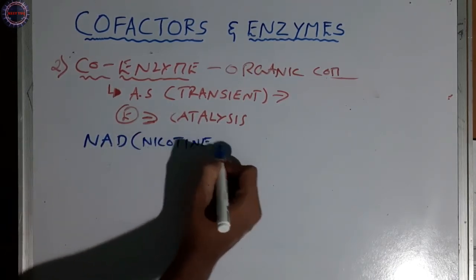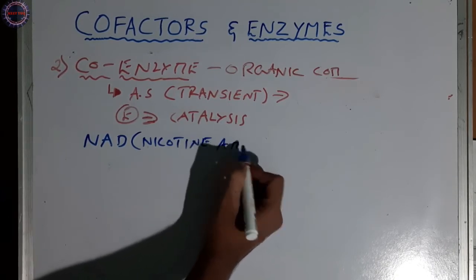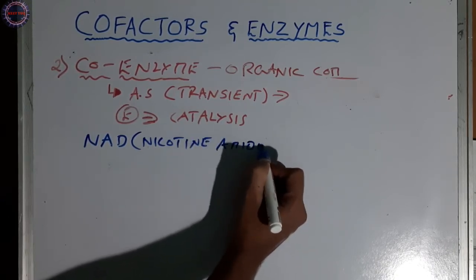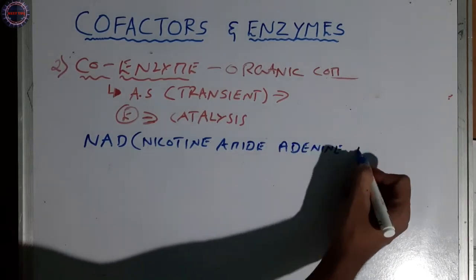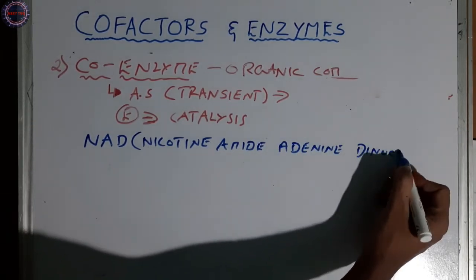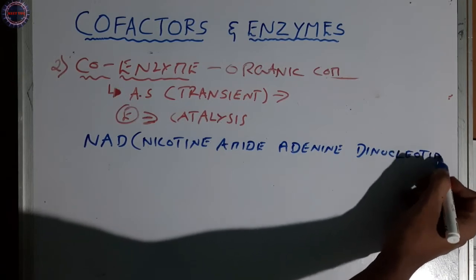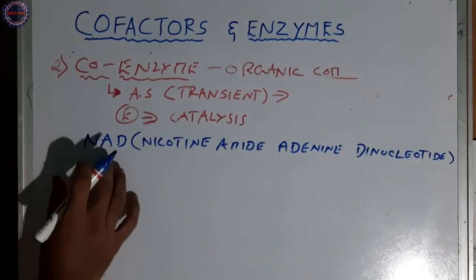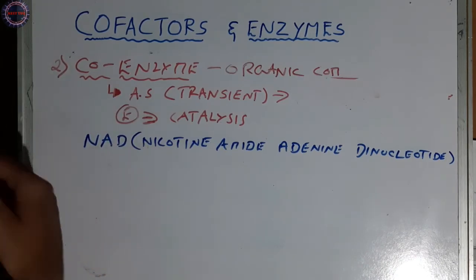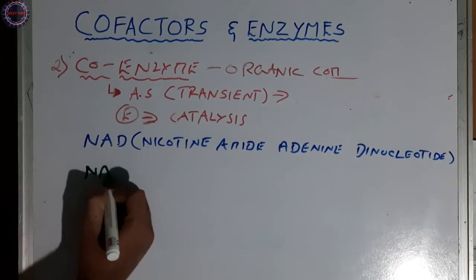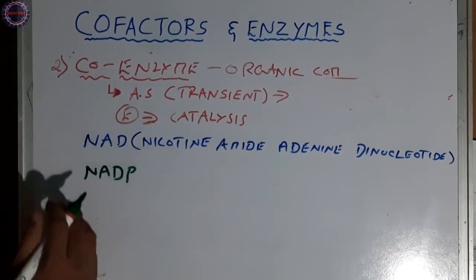Nicotinamide adenine dinucleotide. Okay, so NAD is nothing but a coenzyme, and there is one more example, that is NADP. So this is also another type of coenzyme.